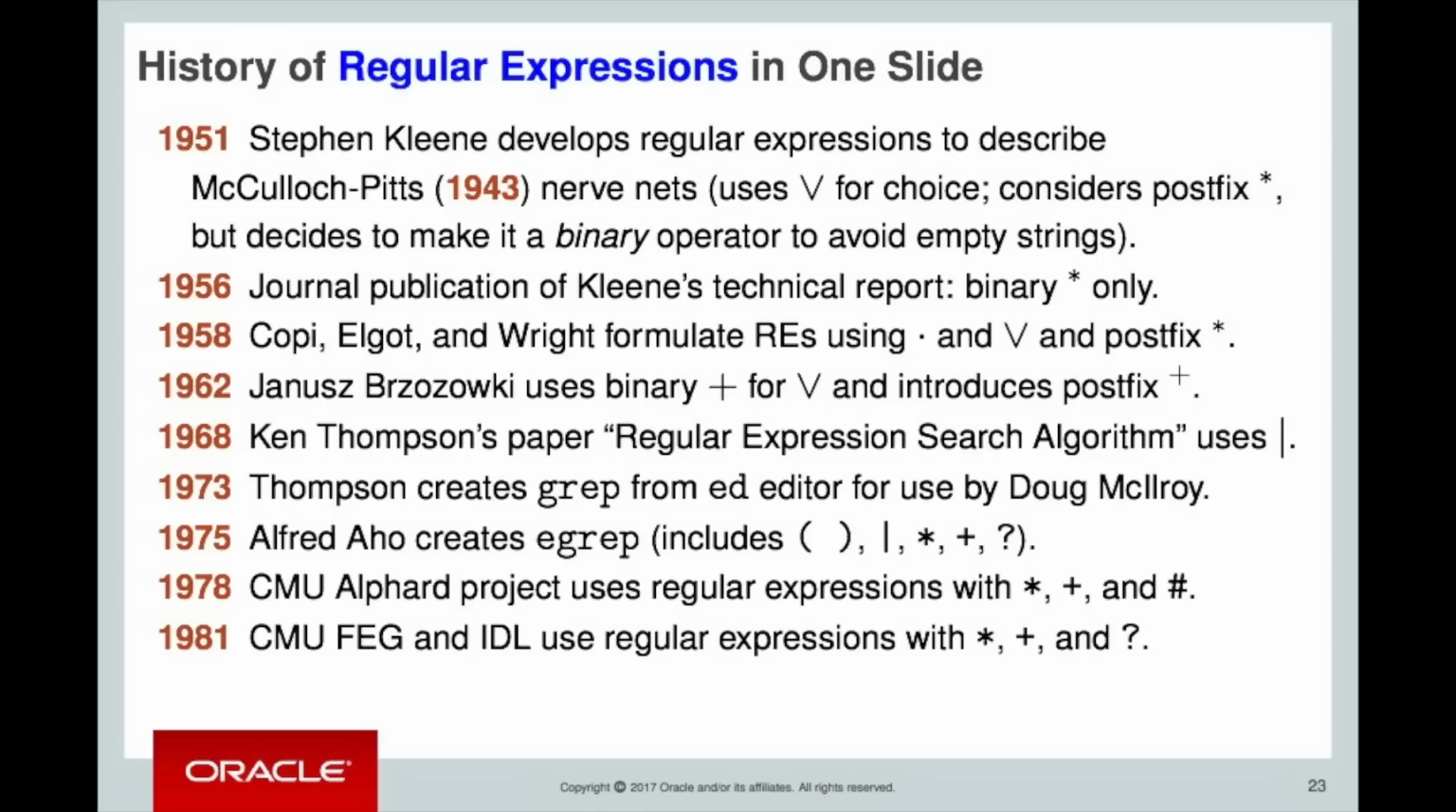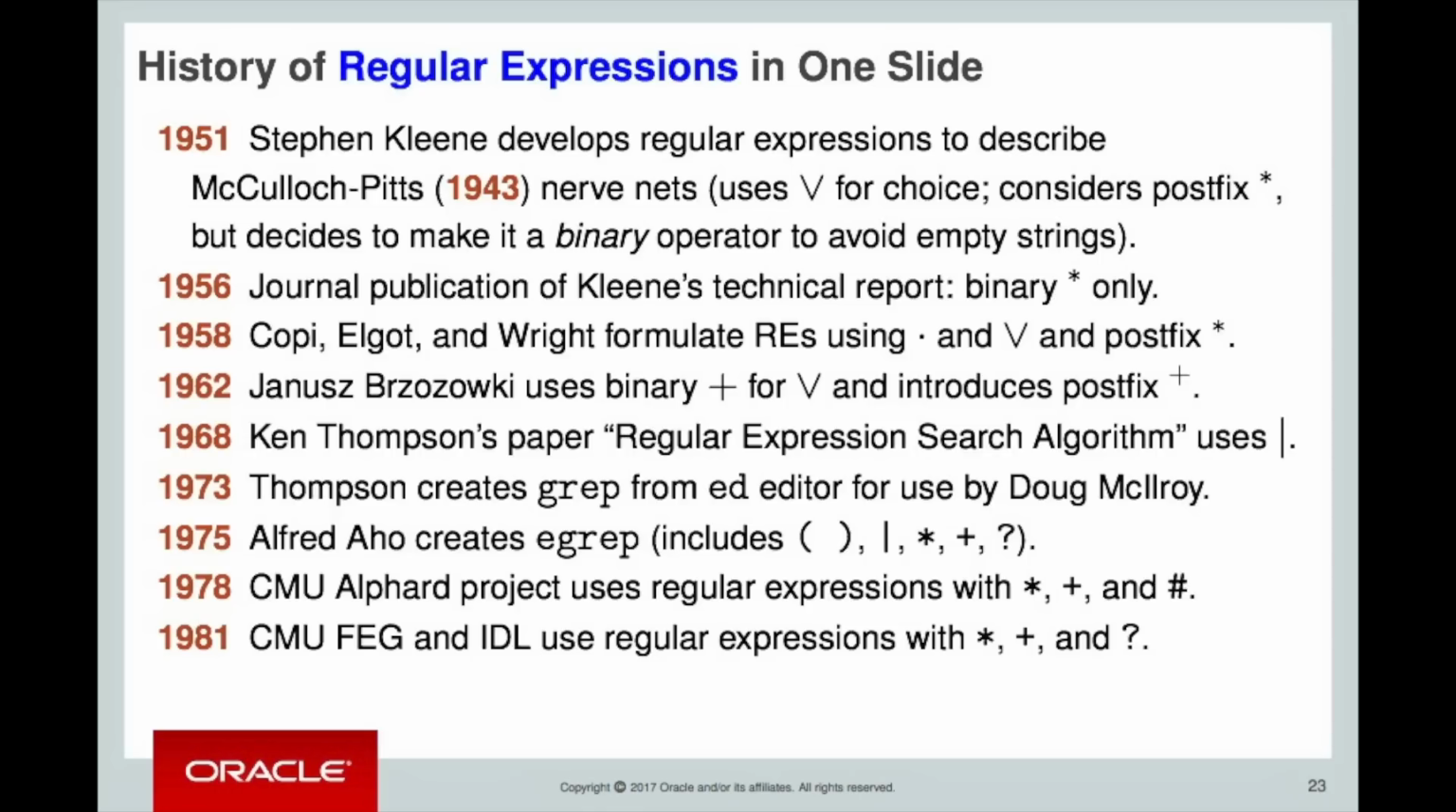Five years later, this RAND report was published in a journal, and there he doesn't even consider the option of making it a unary postfix operator. He just said it's a binary operator. That's the way it is. However, two years later, Copi, Elgot, and Wright said, no, it's actually mathematically cleaner to make it be a postfix star after all. And that is the form in which we use it today.